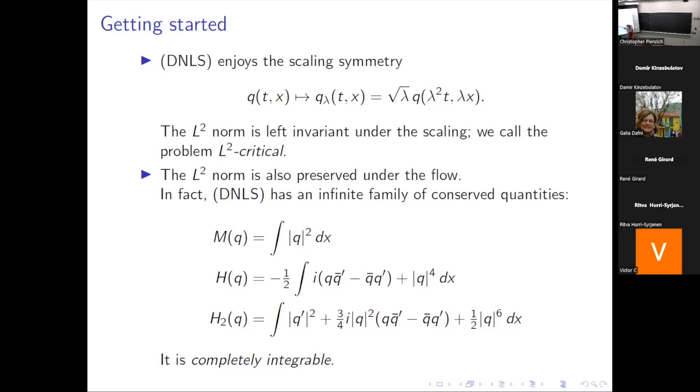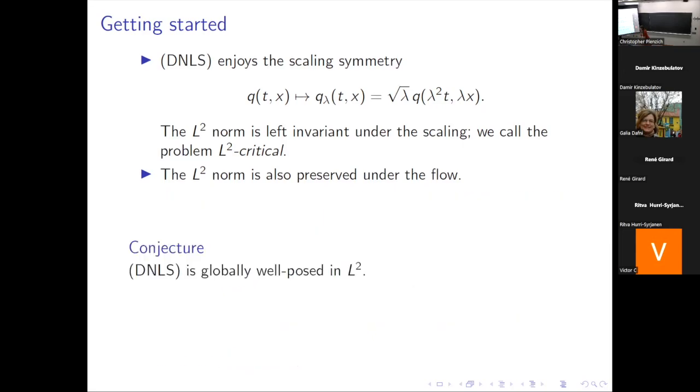We have the square of the L2 norm here, mass. We have the energy. And we have many, many more. I cannot write them all down, but what they have in common is that they all look like integrals of some polynomial of Q and its derivatives, and they have more and more derivatives as I keep going down. And that is one feature of completely integrable equations, and the NLS is one of them.